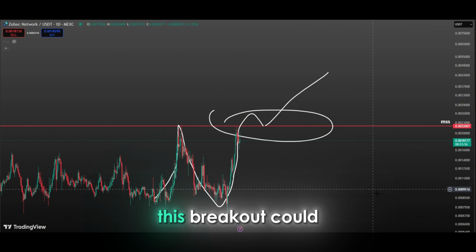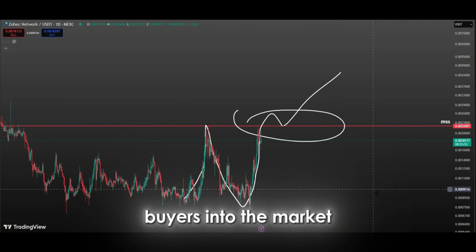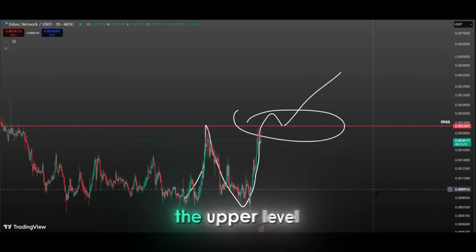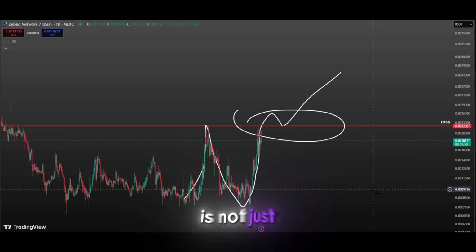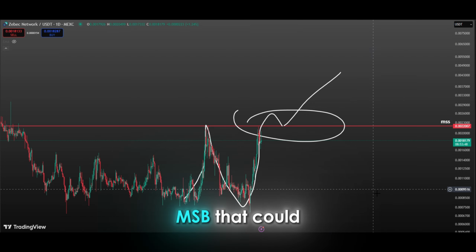Additionally, this breakout could significantly shift investor sentiment. The transformation of a previous resistance into new support often boosts confidence and attracts new buyers into the market. In conclusion, the upper level line we've identified on the chart is not just a technical level, but a potential structure break zone, MSB, that could offer strong clues about the future direction of price.